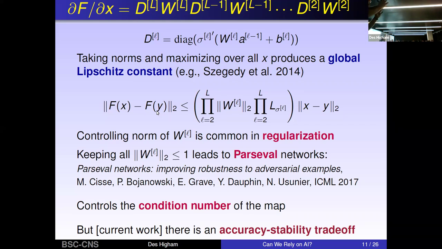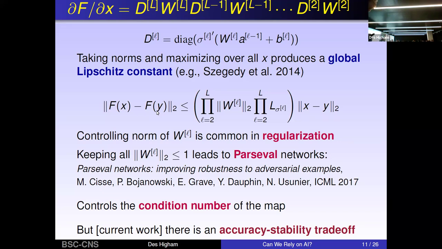So that factor there in the round brackets, you can think of as the amplification factor or the condition number or the Lipschitz constant of the map. And if we could control that, for example, making that less than one would mean that a change in the input has no bigger change in the output. There's no amplification in the appropriate norm, which in this case is the two norm.